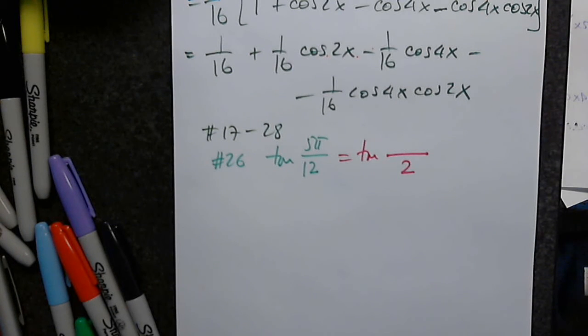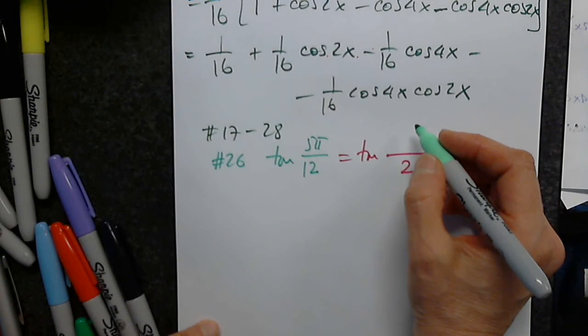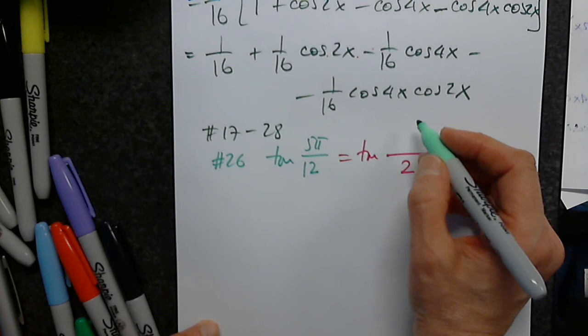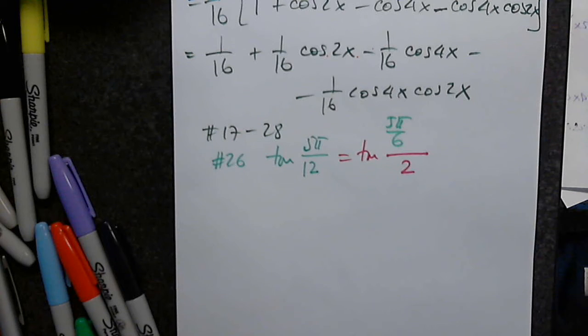So, what over 2 will be 5 pi over 12? Say 5 over 2. 5 pi over 6. Very good. 5 pi over 6. Everything divided by 2. Remember, when we divide a fraction by 2, we really multiply it by 1/2. So 5 over 6 multiplied by 1 over 2 will be 5 over 12.